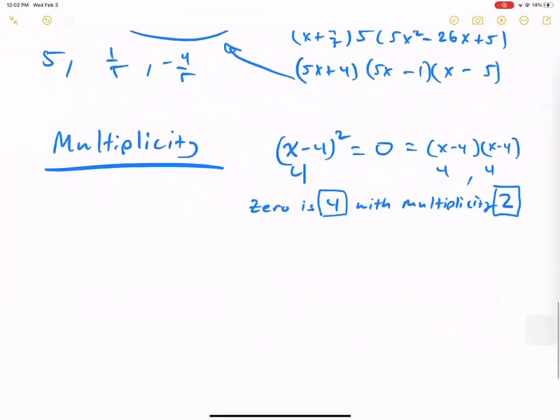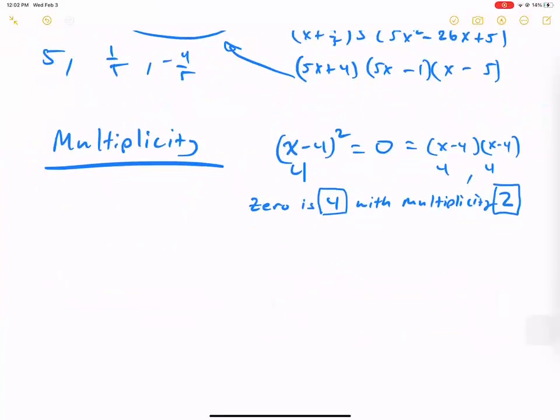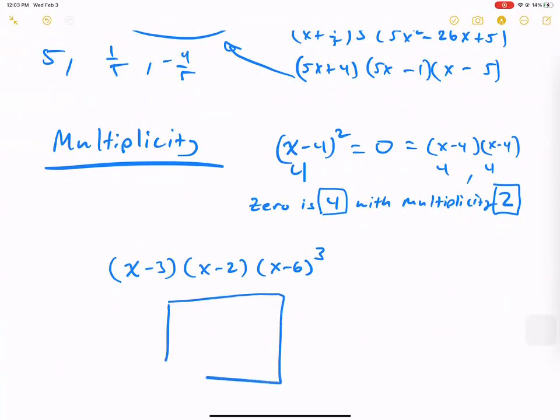Why is this important? Because roots sometimes repeat themselves. If I give you x minus 3, x minus 2, and x minus 6 cubed, what are the roots of this problem? Let me show you in a table here. This is also in the homework. These are my zeros, and these are my multiplicities, M-U-L-T, abbreviated for multiplicity. Isn't 3 a 0? How many times will 3 be a 0? Only once, because there's no exponent here.